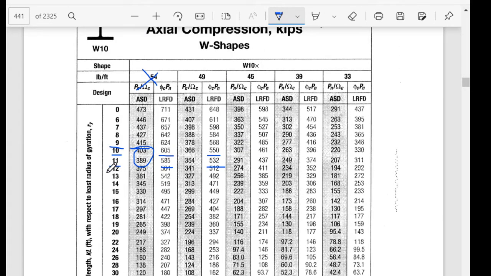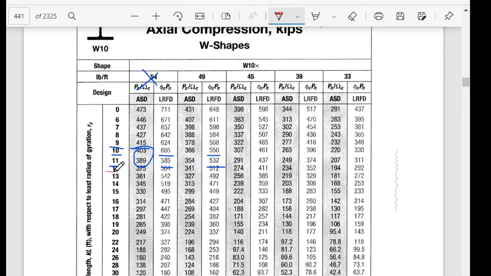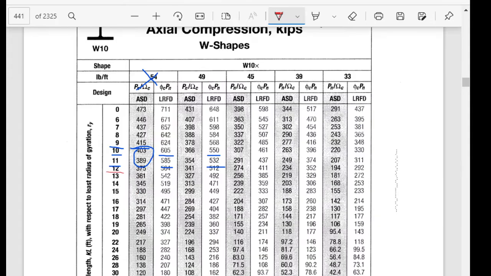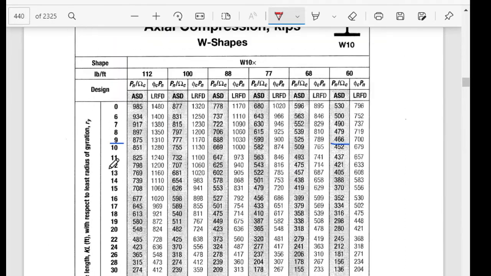Remember, the value of your KL is 12. If it is 12, then pila tong PU? Your PU is 840. So, kung tan-aw nimo diri, 12, wala siya diri. So, dito ta sa ibabaw. W10, 12, 800.